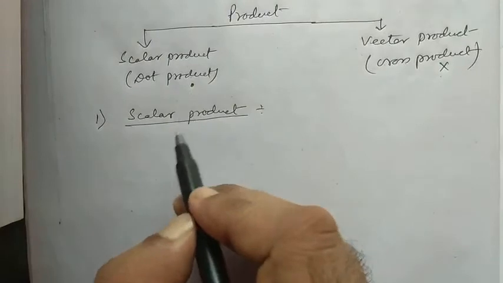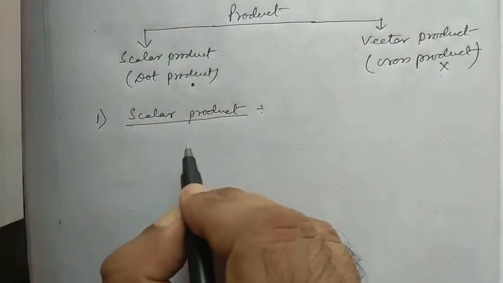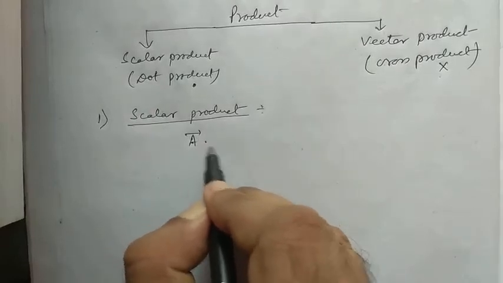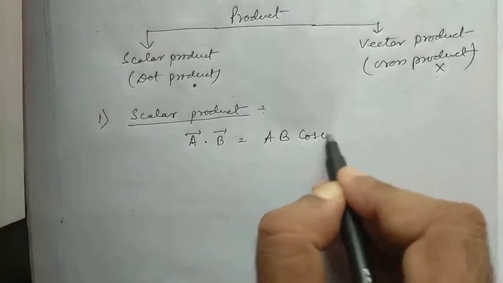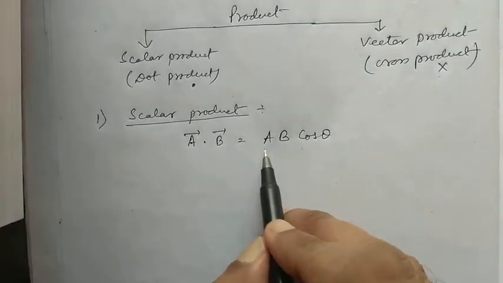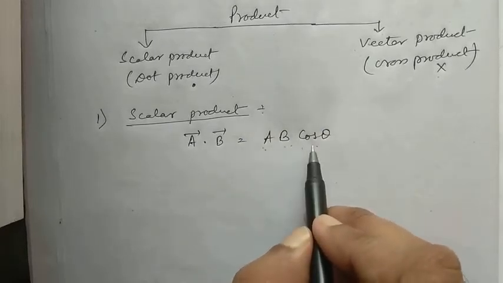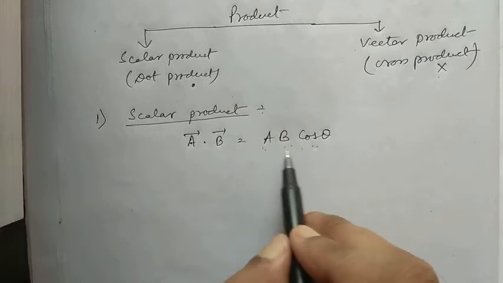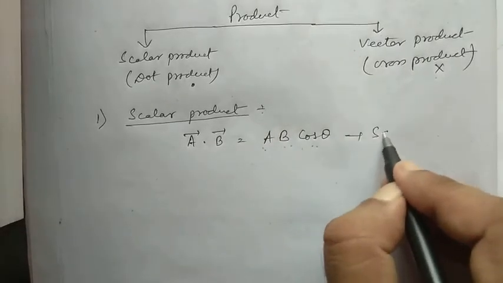Now we first discuss the scalar product. What is a scalar product? Multiplication of two vector quantities results in a scalar quantity. This quantity comprises the magnitude of A, the magnitude of B, and cos theta. All three are scalar quantities, so the multiplication of all these three results in a scalar quantity.